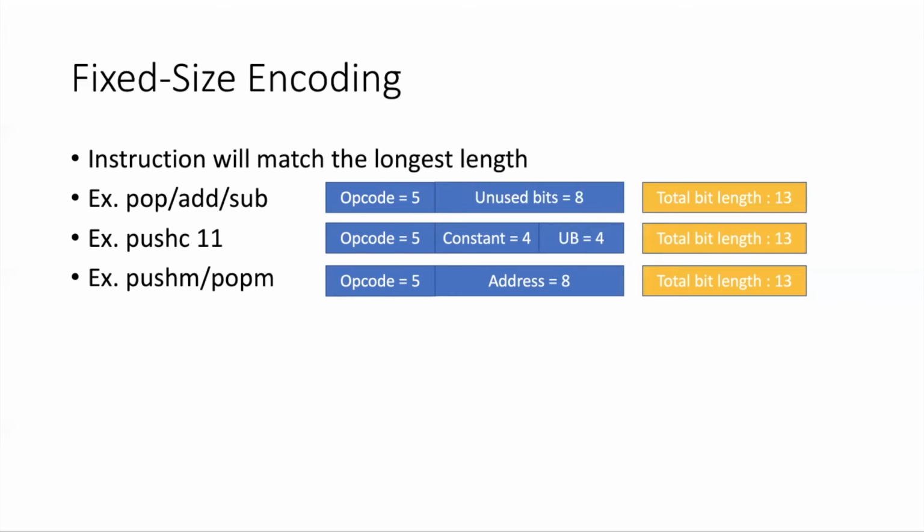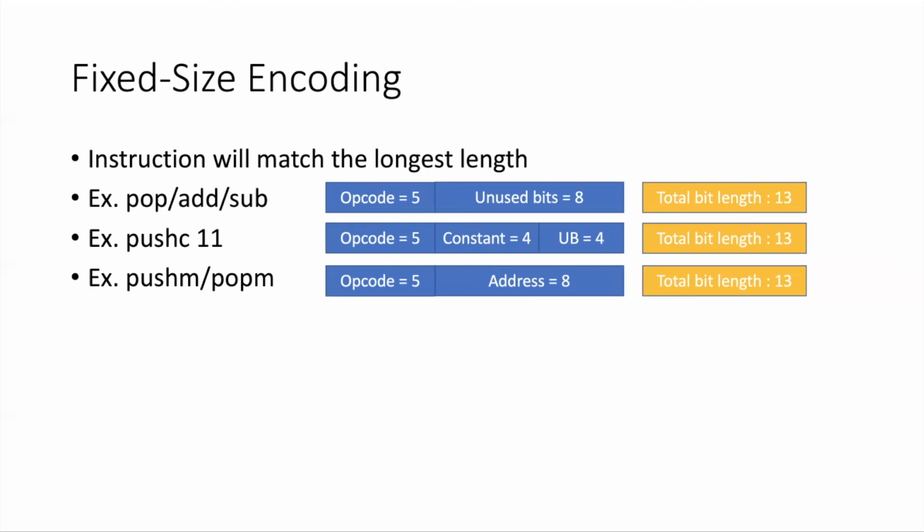So for fixed size encoding, the instruction will match whatever the longest length of instructions you have in your code. So based off the examples on the last page, we had a total bit length of 13 as our longest length. And so using the same examples as the previous slide, we are going to base it off of the total bit length of 13. So for our pop, add, and subtraction instructions, we will have an opcode of 5, and then we will have 8 unused bits so that our total bit length will be 13.